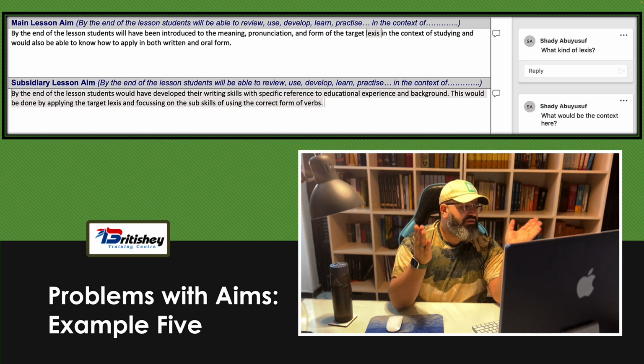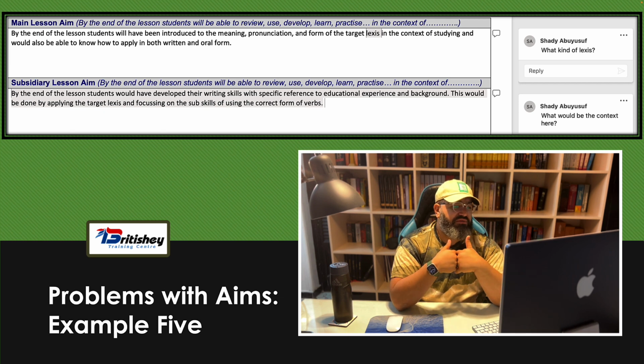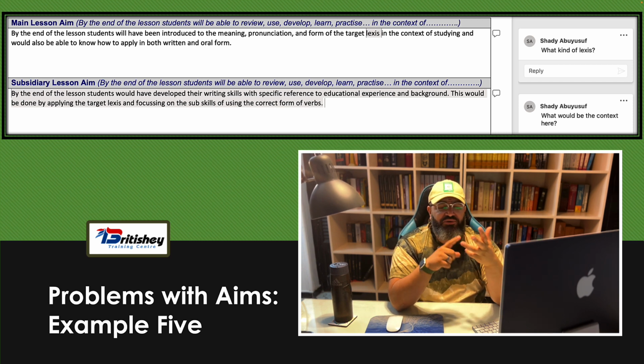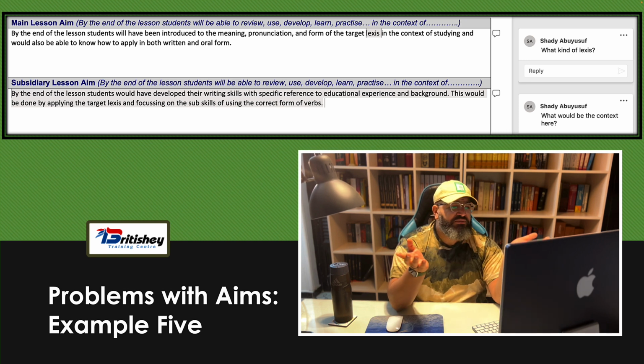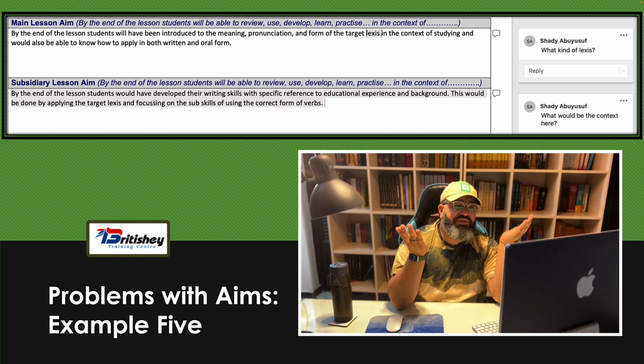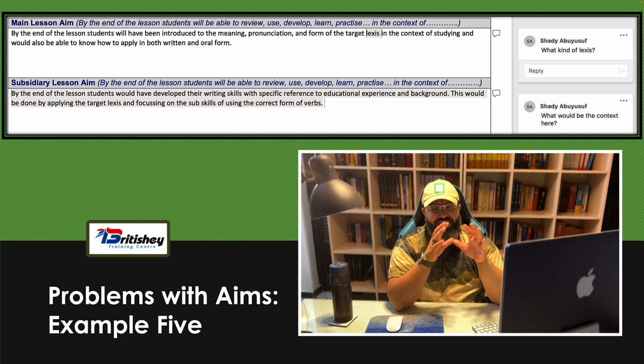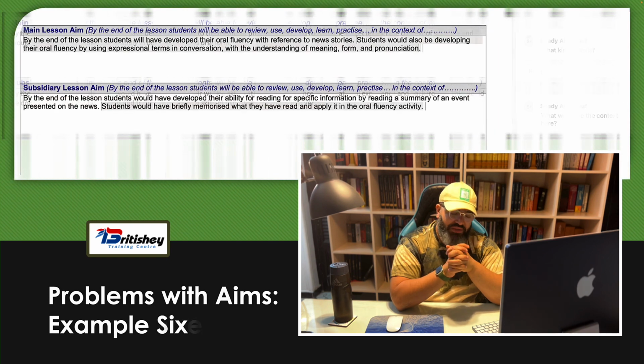Because when you read, by the end of the lesson, the students would have developed the writing skills. Yeah, but again also, what writing skills? Are we talking about writing emails, paragraphs? Are we talking about letters? And also, if we're talking about letters, what else in letters are we focusing on? Layout, organization, style, formality versus informality. I mean, you need to be more specific here. And of course, the context is not mentioned. So the sub-aim is not good at all. Right.